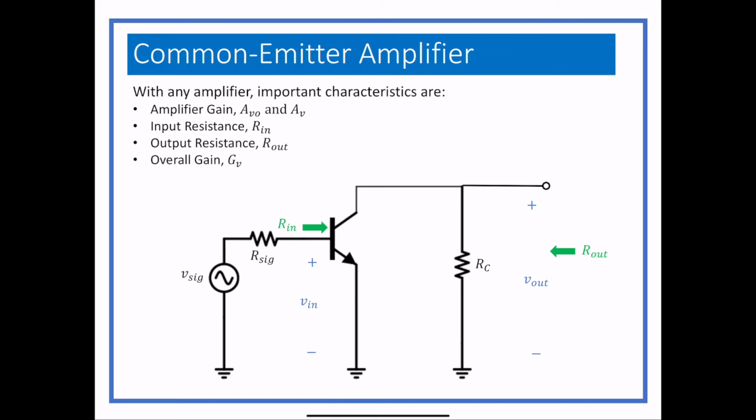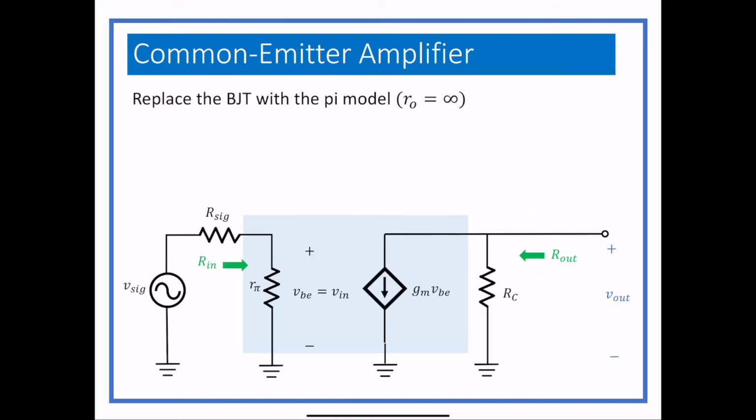So if we replace the BJT with the pi model, and we don't have an RO, so we just leave that out, this is basically what the circuit looks like. AVO is defined to be V out over V in. V in is VBE, and V out is minus gm VBE RC, since gm VBE is the current, and it's going in the opposite direction, so that's where the negative sign comes from, and it's going through RC. So that just uses Ohm's law, and then we can cancel VBE, and we get minus gm RC, which is pretty much just like MOSFETs.